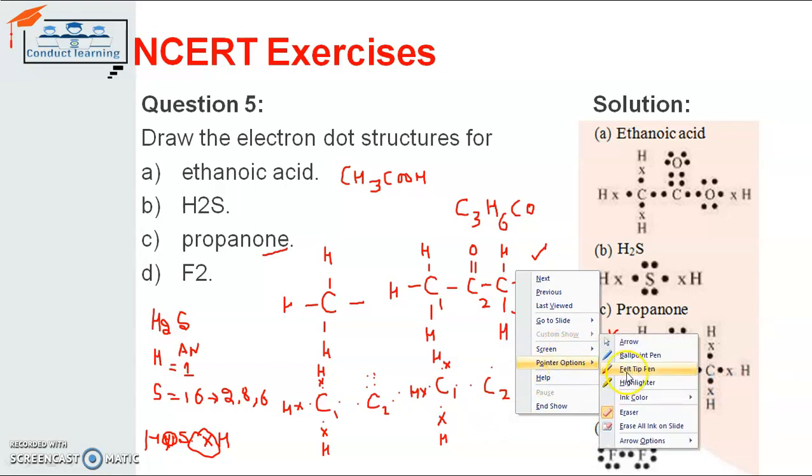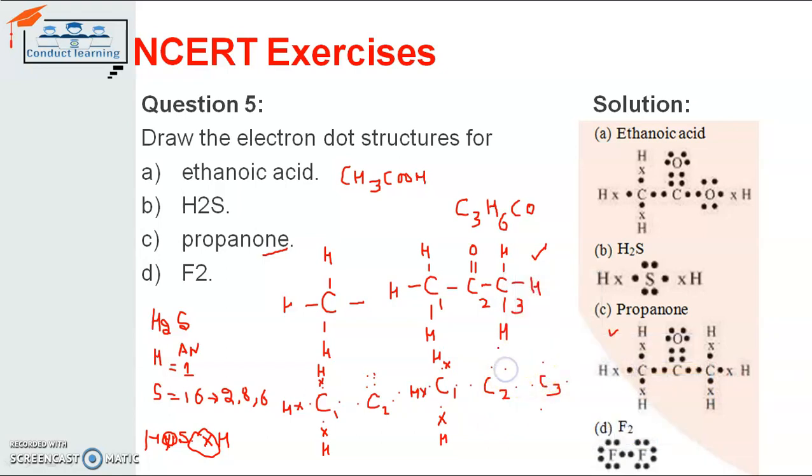C2 will share its 2 electrons with oxygen, because oxygen has valency 2. So oxygen will share its 2 electrons with C2, making 2 shared pairs between O and C2. This C2 will share one of its electrons with C3 and one with C1. And this C3 also shares one of its electrons with one hydrogen atom, and one with another hydrogen atom, represented by a cross, and one with the third hydrogen atom. So in that way you can draw the electron dot structure for it.